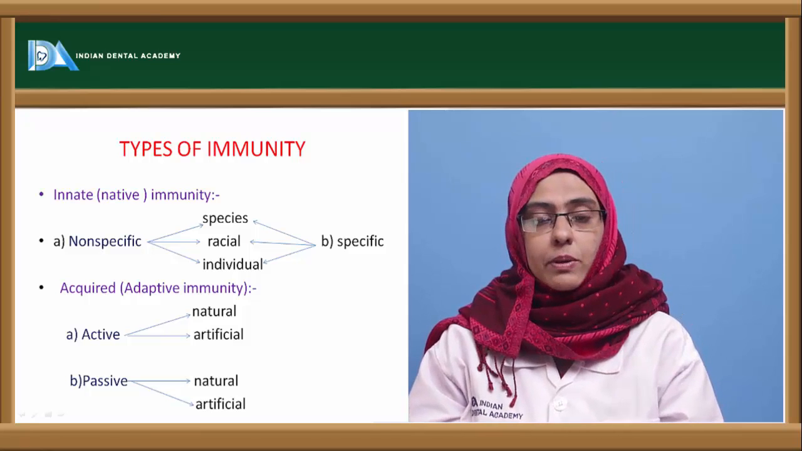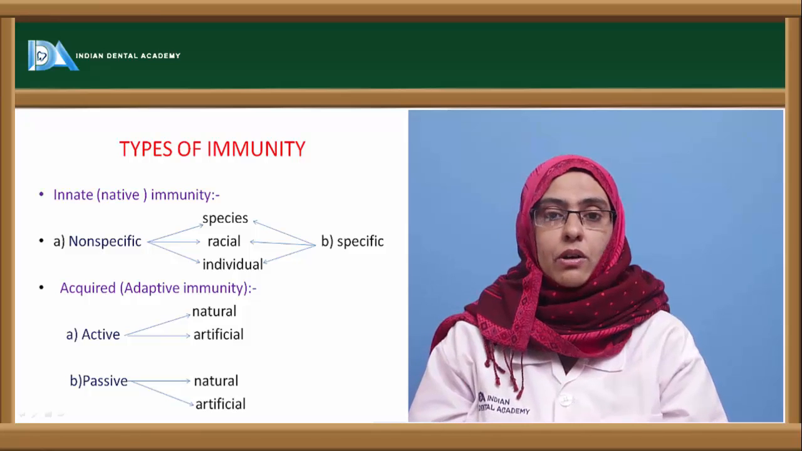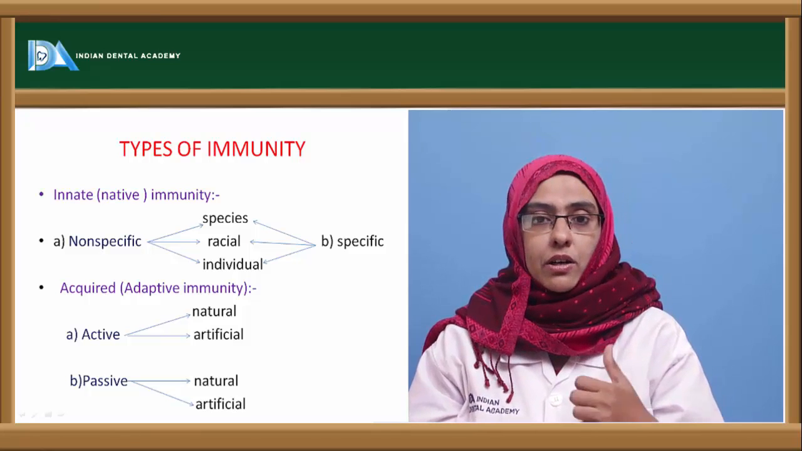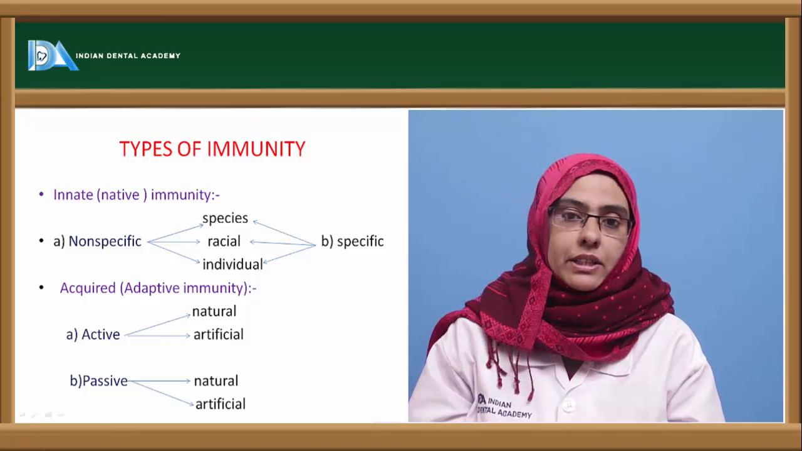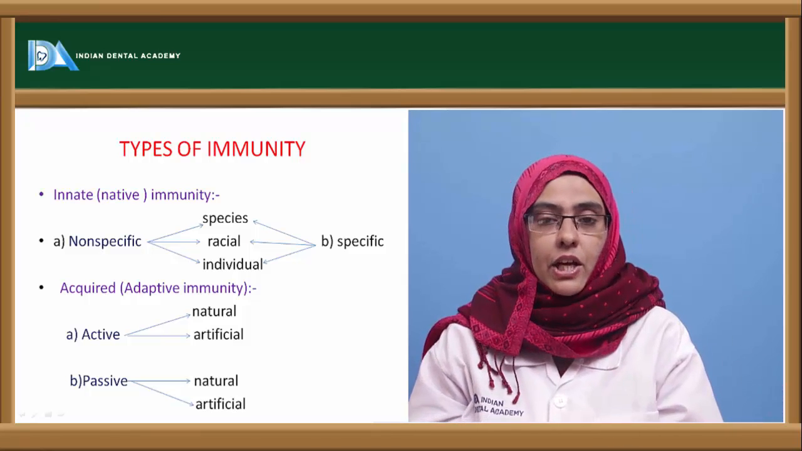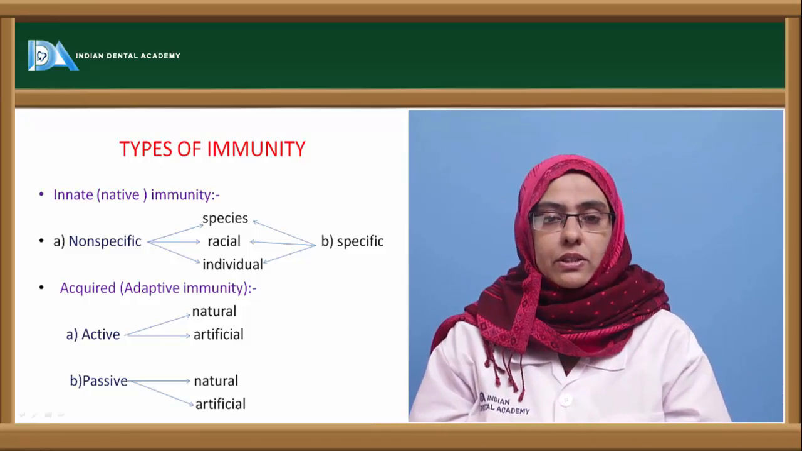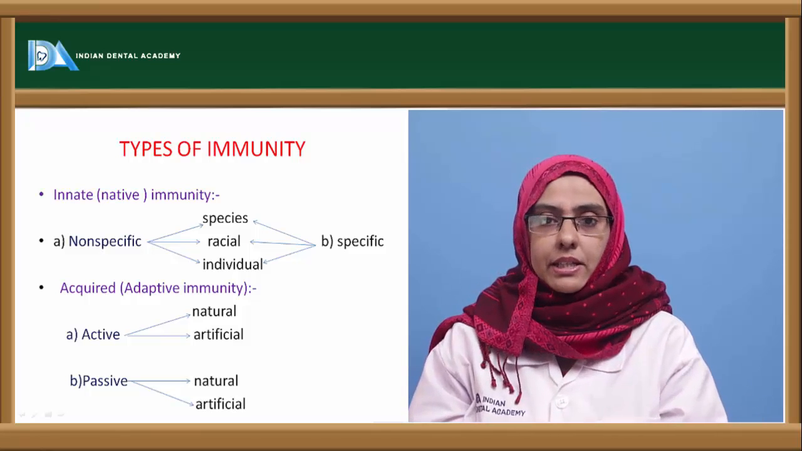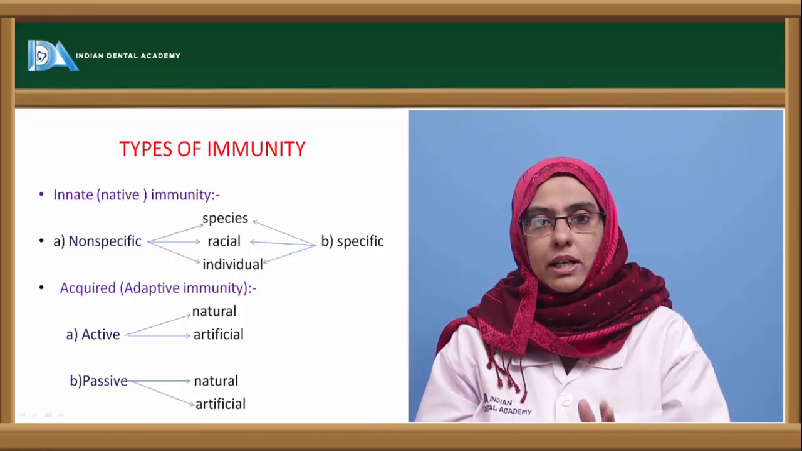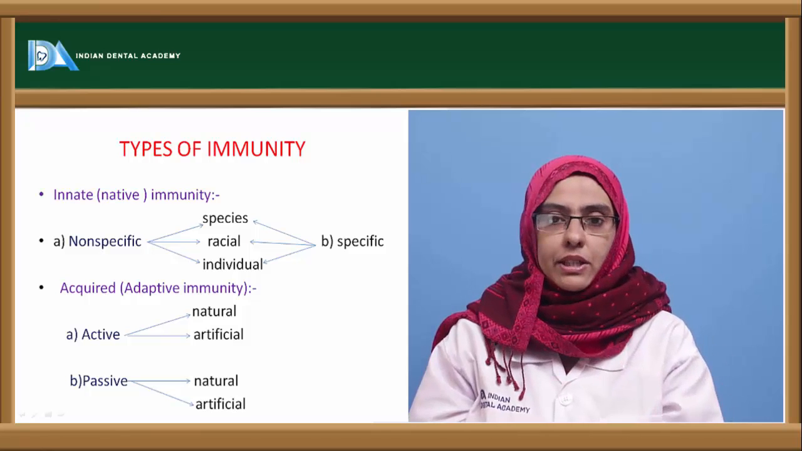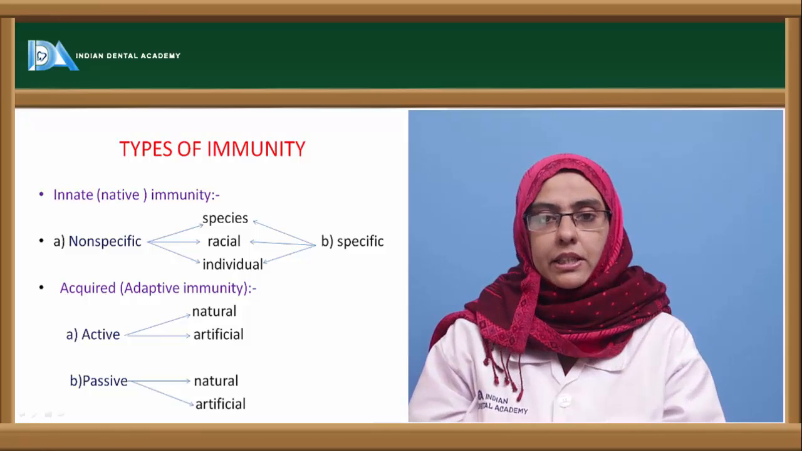It is so called because it is not specific towards a particular organism. That is, it does not protect our body only against one type of organism. It has a broad activity towards different types of organisms. That's why it is called a non-specific mechanism or non-specific immunity, also called innate or native immunity, that is usually already present in the human body.